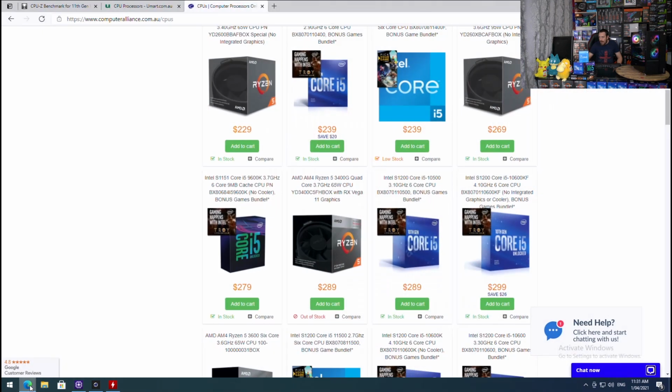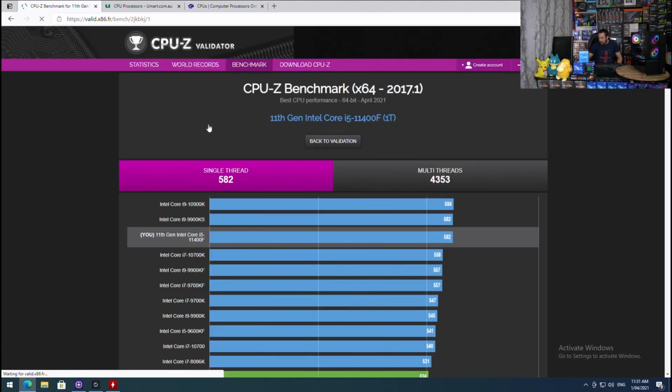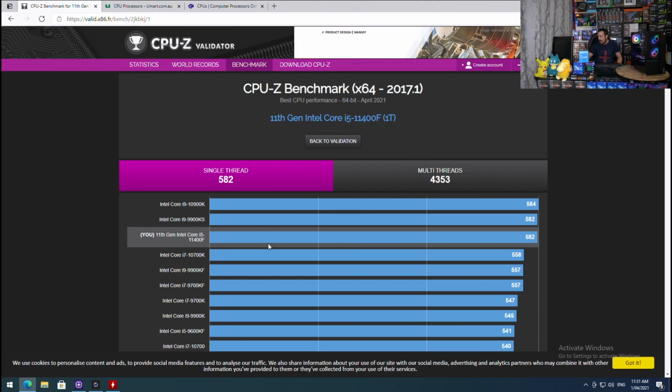And if we want to have a look at the comparative numbers, let's start with single-threaded performance. Out of the box, the i5-11400F is roughly on par with a 10900K and a 9900KS. It's beating a 10700K, a 9900KF, 9700KF, 9700K, 9900K. It's beating all of those chips. It's coming in at essentially 90% of the single core performance of AMD Ryzen 5000 SKUs, and at less than half the price.